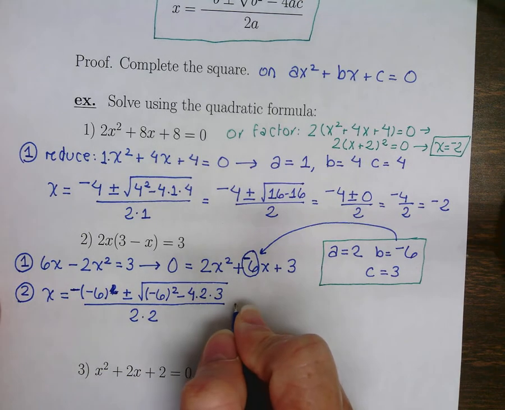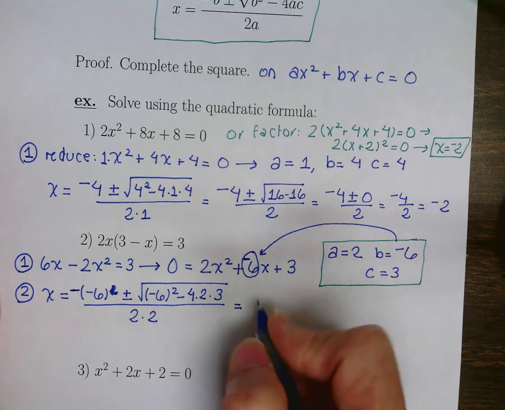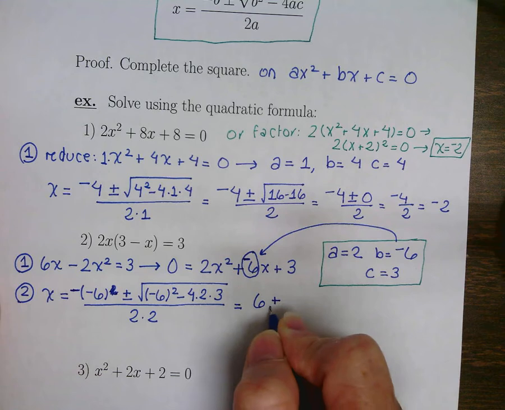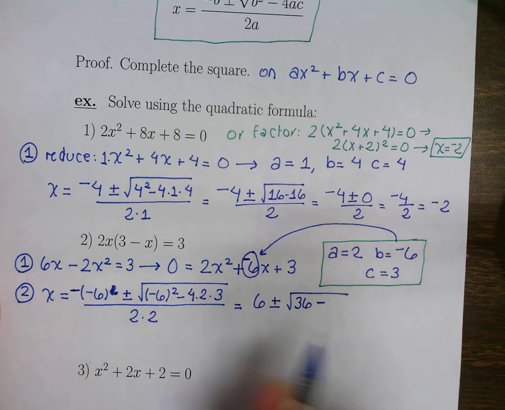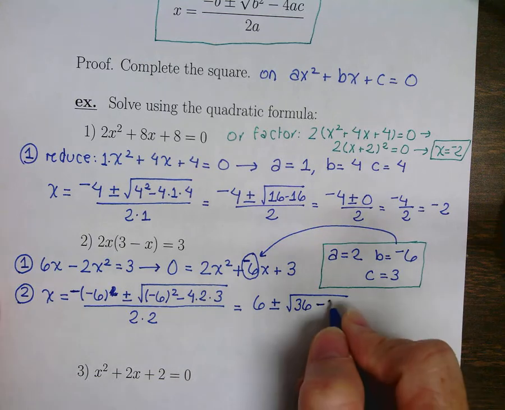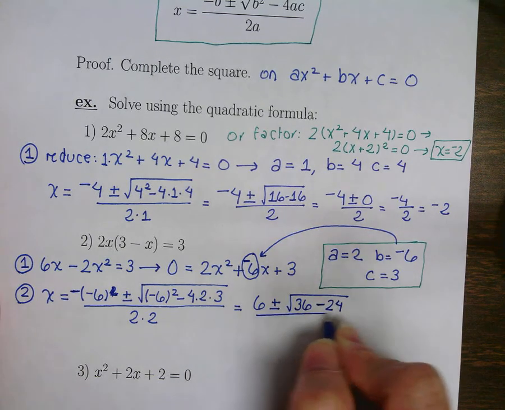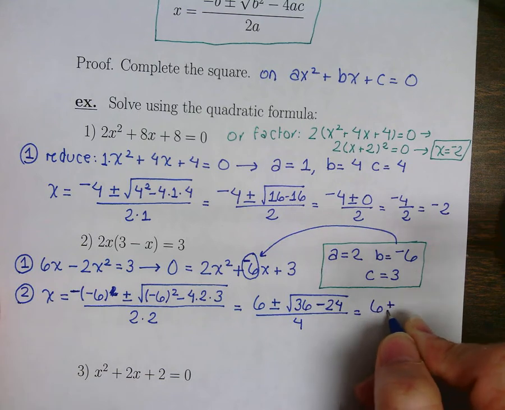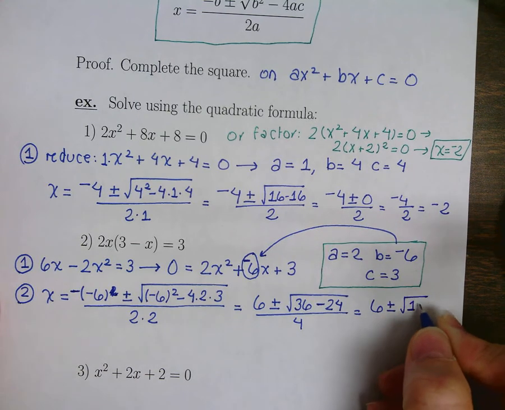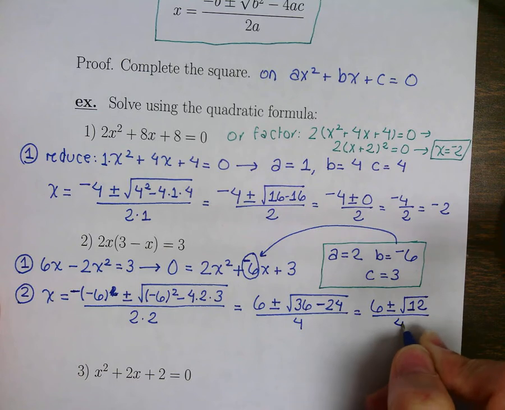So what are we going to get? Minus a minus 6 will be 6, plus or minus the square root of 36 minus, let's see, that's 8 times 3, 24, all over 4. So that's 6 plus or minus the square root of 12 over 4.